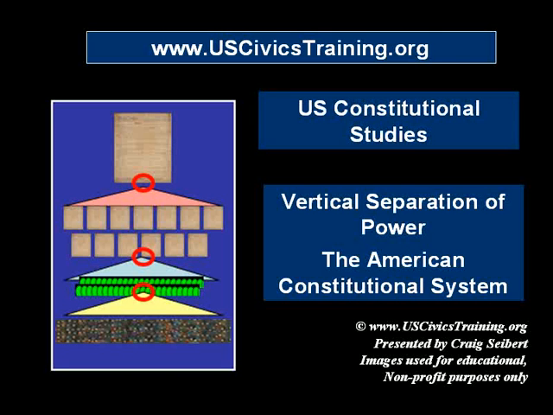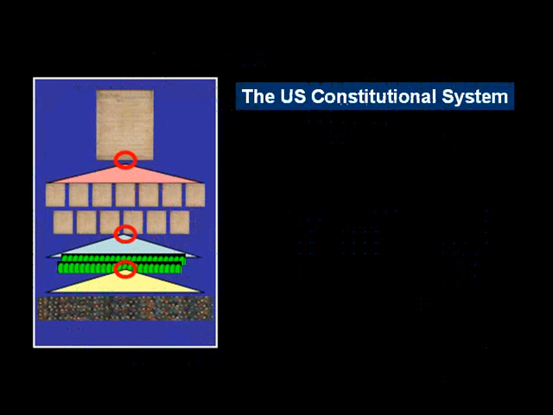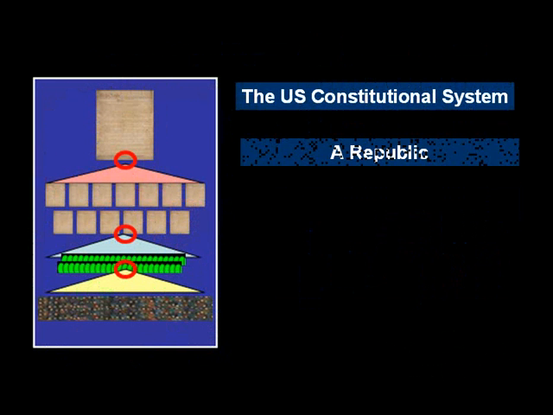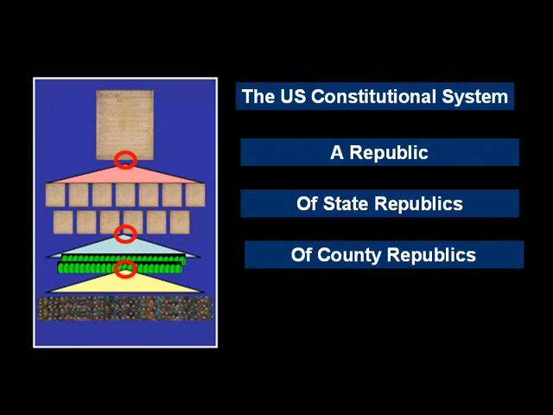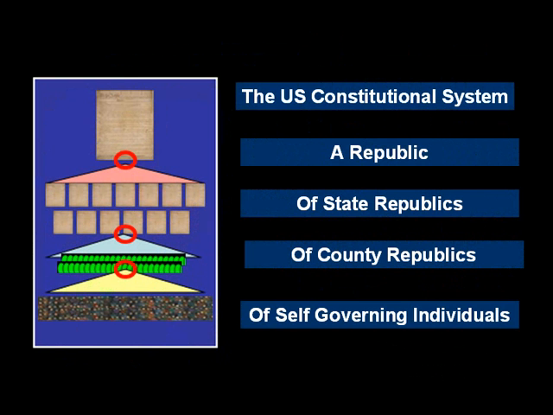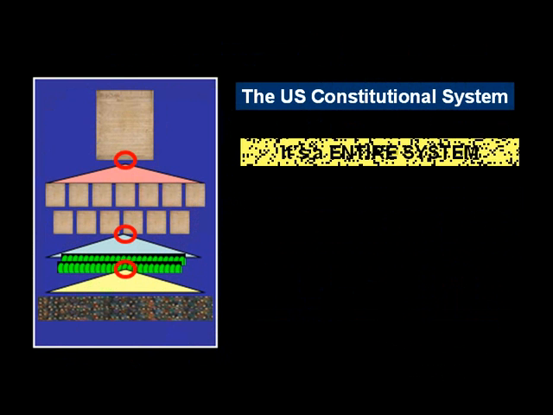Hello, this webinar is titled The Vertical Separation of Power, the American Constitutional System. The American concept is one of a republic made up of state republics that are in turn made up of county republics that are in turn made up of self-governing individuals. You see, the U.S. constitutional system is an entire system.